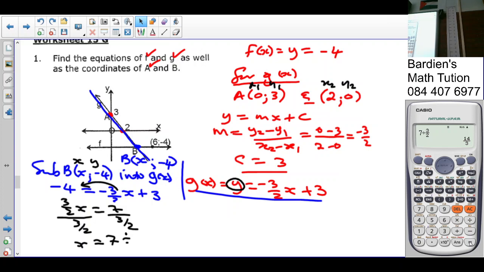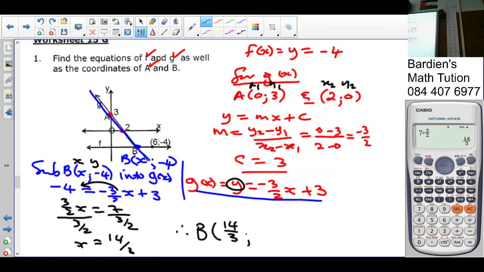Okay. But have I answered the question? What is the question? The coordinates. And what are the coordinates of B? 14 over 3 and negative 4. Okay. A sum like this is worth about 9 marks. So watch these videos again. Make sure you understand what's going on.